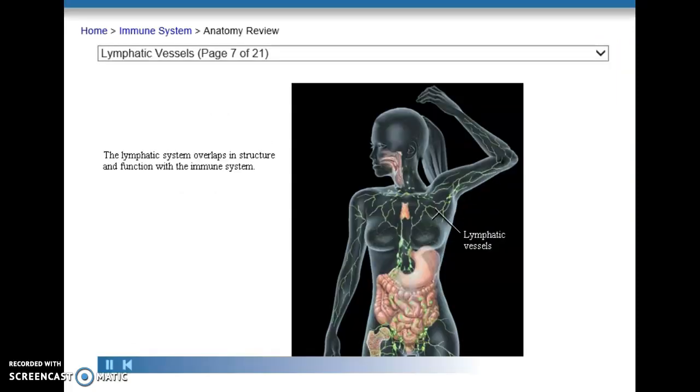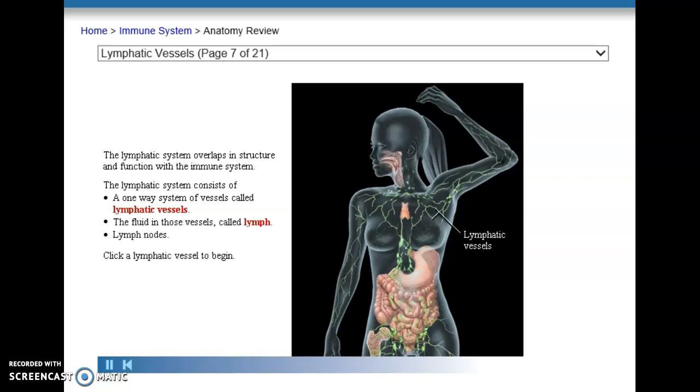So far, we have learned that the immune system cells and the lymphoid organs and tissues are the components of the immune system. The lymphatic system overlaps the immune system in structure and function. We will now briefly look at the lymphatic system. The lymphatic system has 3 parts: a one-way system of vessels called lymphatic vessels, the fluid in those vessels called lymph, and the lymph nodes. Click a lymphatic vessel to begin.